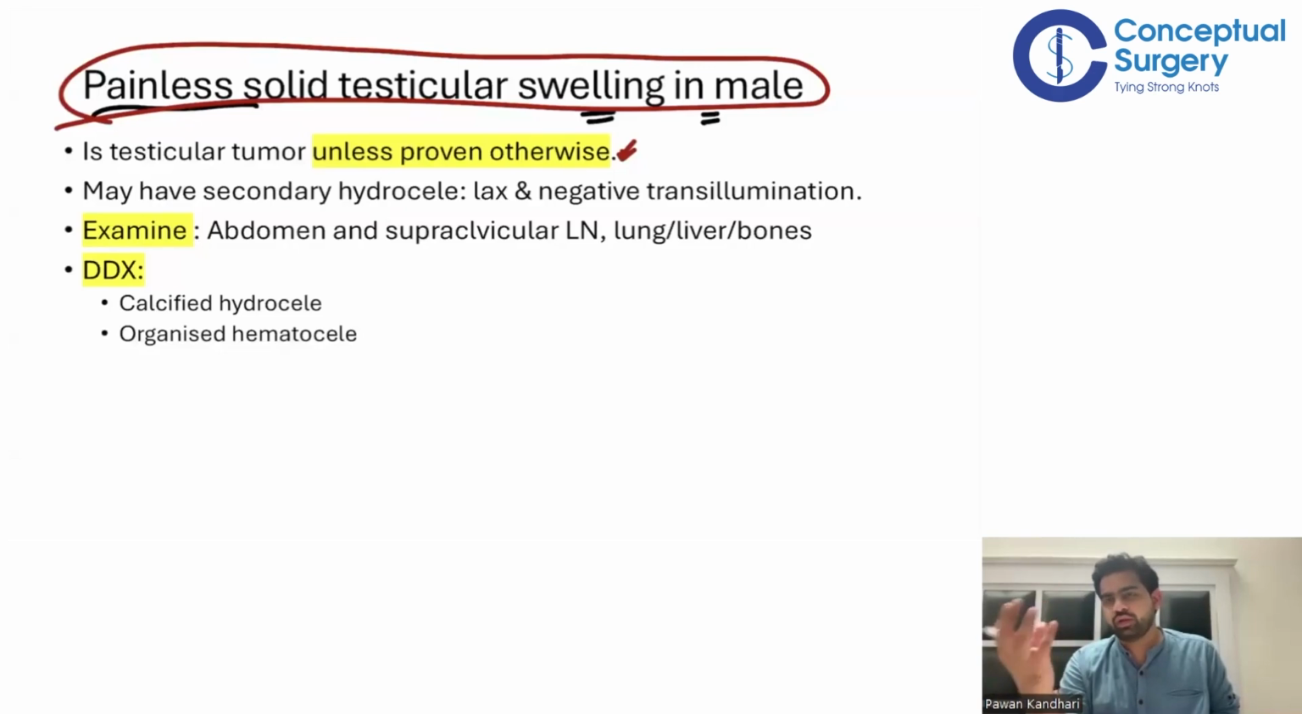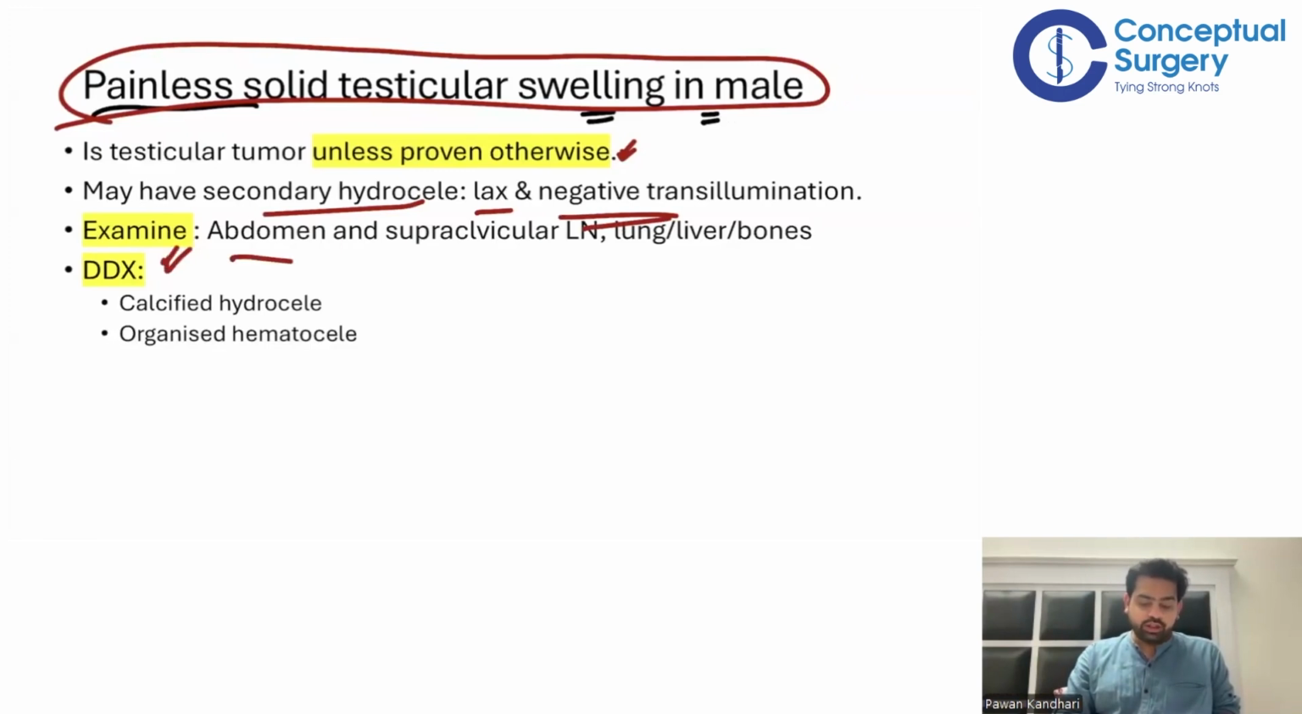Try to understand. If the testes is palpated separately, you can feel the texture of it. But if it's a tense hydrocele, you will not be able to feel the testes, right? So, until proven otherwise, painless hard testicular swelling is a testicular malignancy. Maybe secondary hydrocele, that's fine. But secondary hydrocele tends to be lax, with negative transillumination. But if you have a suspicion in a hydrocele patient, do get an ultrasound to evaluate the underlying testes.